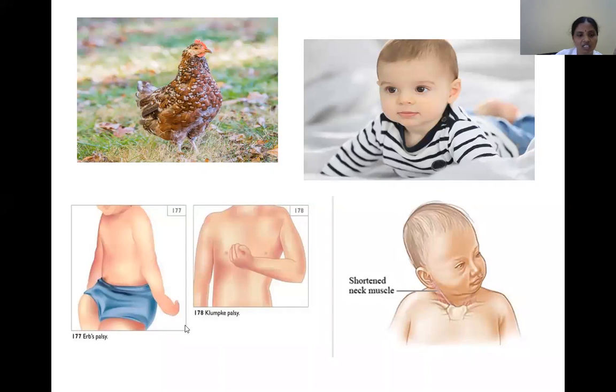This condition is called Erb's palsy or Erb's paralysis. What is that Erb's paralysis? We'll see. Then this is one more nerve injury. What is this? Klumpke's palsy. In this Klumpke's palsy, you see all the fingers are acutely flexed, and even at the wrist flexion is there. This condition is otherwise called claw hand. We can see these two palsies are because of injury of the nerves. What nerves are involved in this posterior triangle? We are going to discuss in detail.